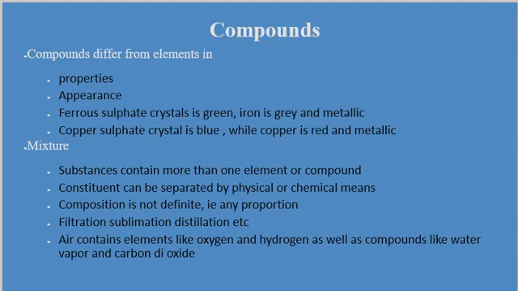Ferrous sulfate crystals are green, but ferrum, that is iron, is grey and metallic. Copper sulfate crystal is blue, but copper is a metal and it is red. It is not a crystal. Copper is not blue, but copper sulfate is blue. So the compounds differ from the constituent elements in the way they look, in their appearance, in their properties, in their characteristics: metallic versus crystal, grey versus green, etc. Ferrous sulfate crystals are green, copper sulfate crystals are blue.